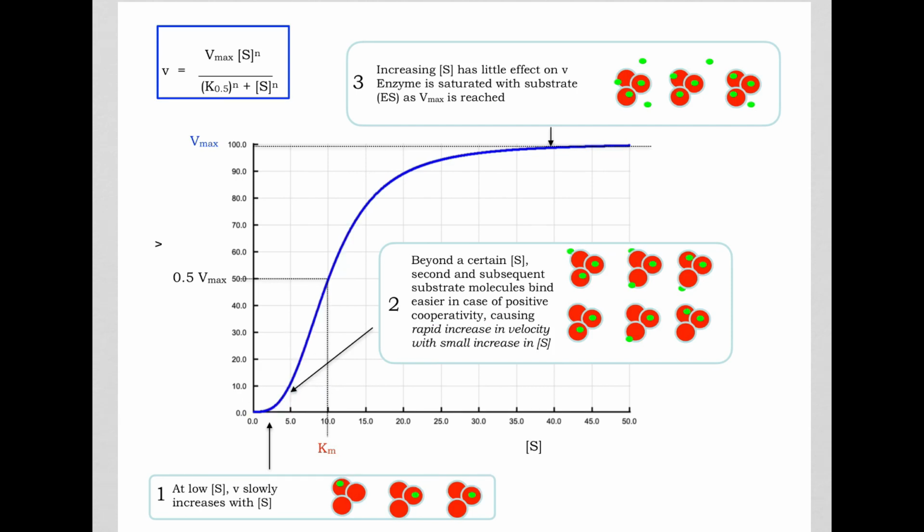When the substrate concentration is very high, then we see a situation very similar to the hyperbolic curve, and that is the enzyme becomes saturated with the substrate and the maximum velocity, or Vmax, is reached. And once again, we do not see a relationship here between V and S. So velocity is independent of substrate concentration.